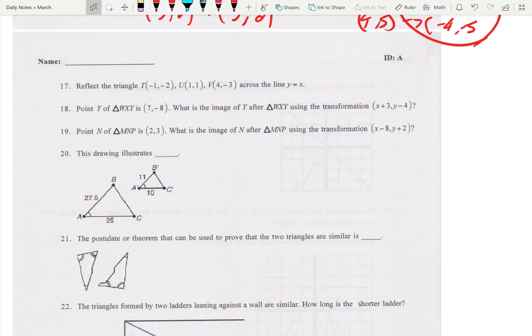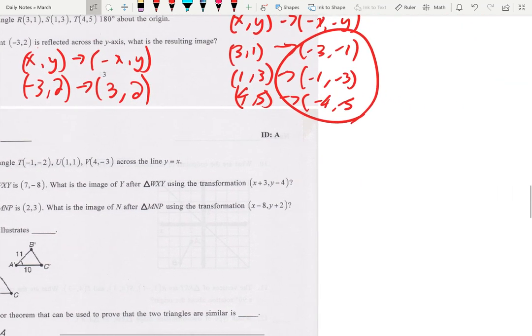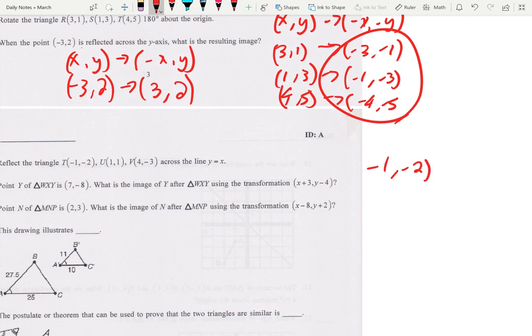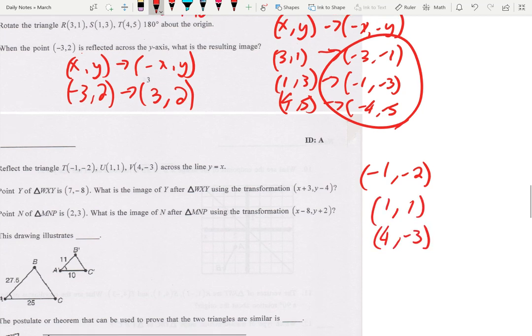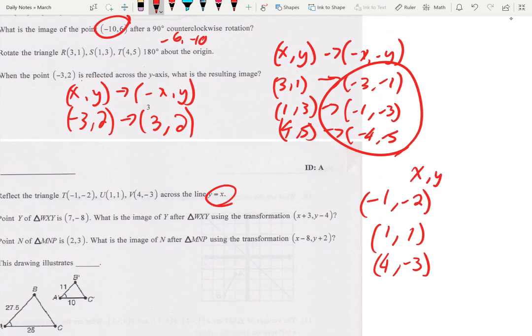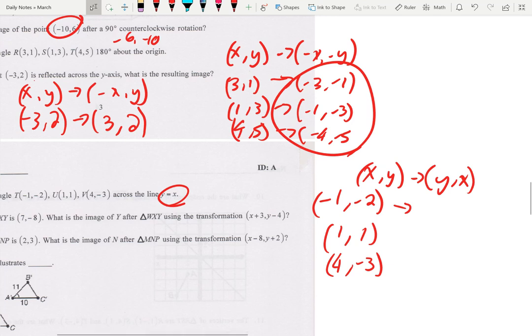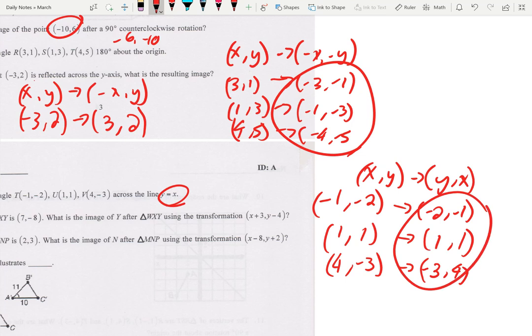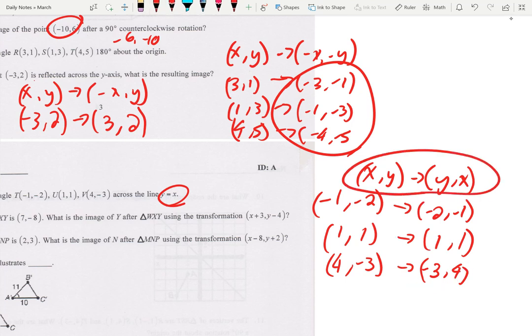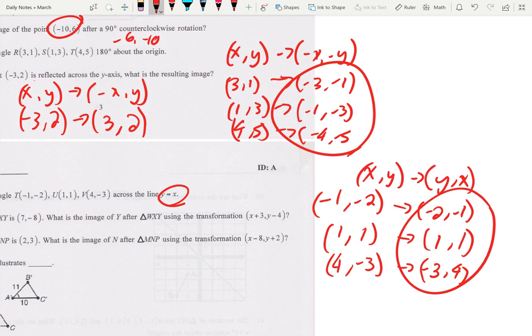Number 17, reflect the triangle across the line y equals x. So again, you're following the rule. Let's put it over here. So we have the points (negative 1, negative 2), (1, 1), and (4, negative 3). Now the rule we're following for y equals x is (x, y) transforms to (y, x). So you just kind of reverse the terms. So this will be (negative 2, negative 1). When you switch (1, 1), it'll still remain (1, 1). If you switch (4, negative 3), it becomes (negative 3, 4). So those are your answers. Again, it's just following the rules. So take the rules and apply them. You've got your set of answers.